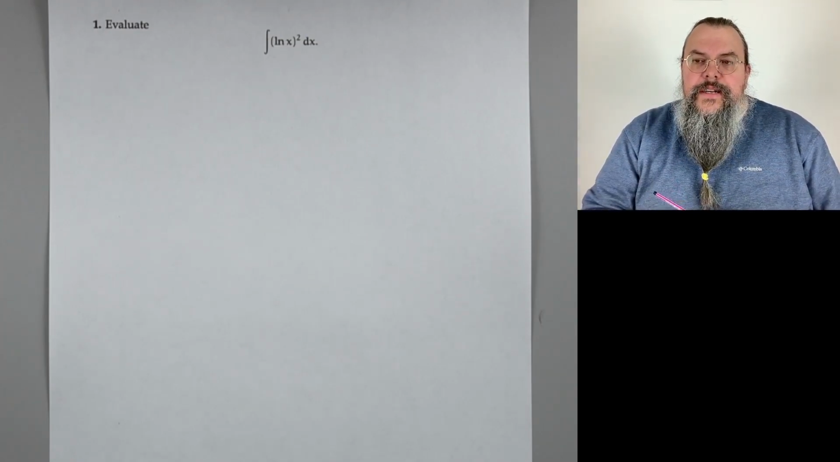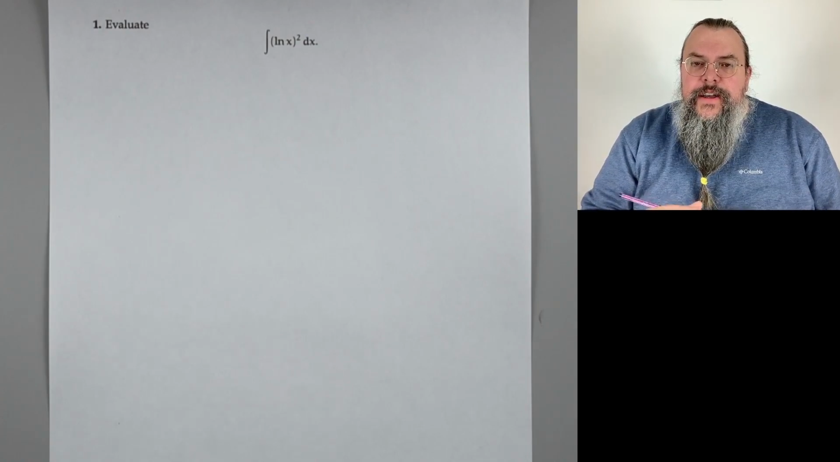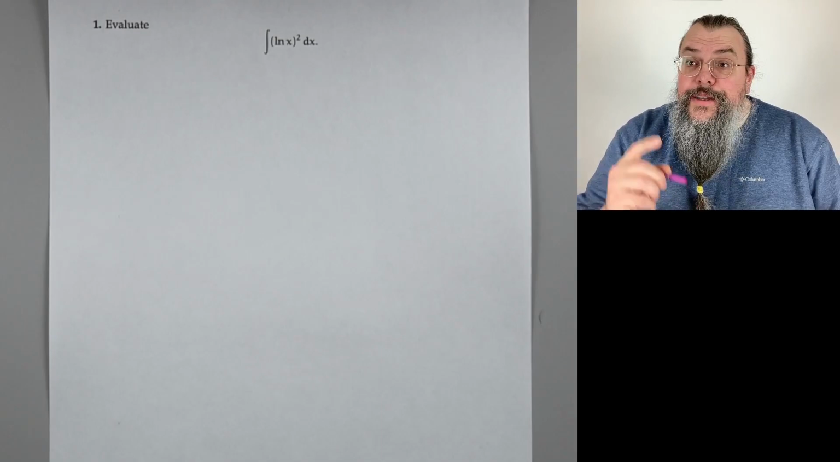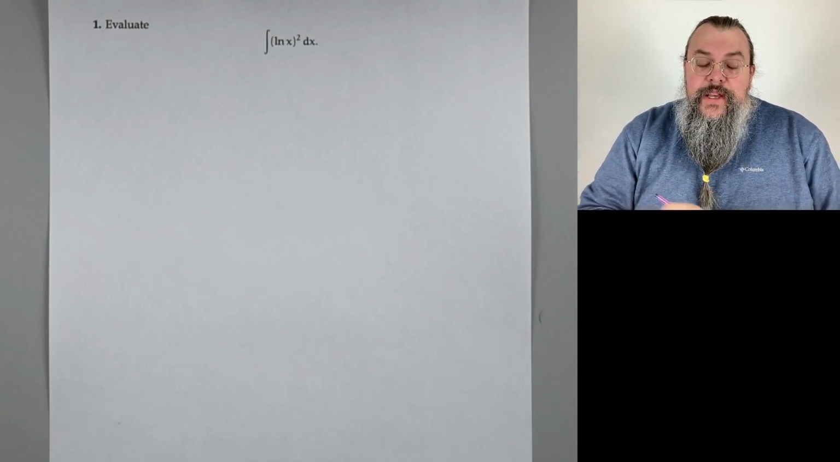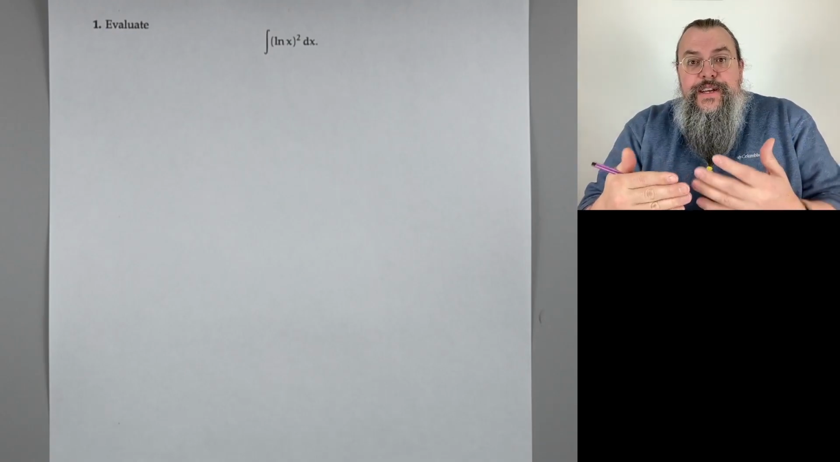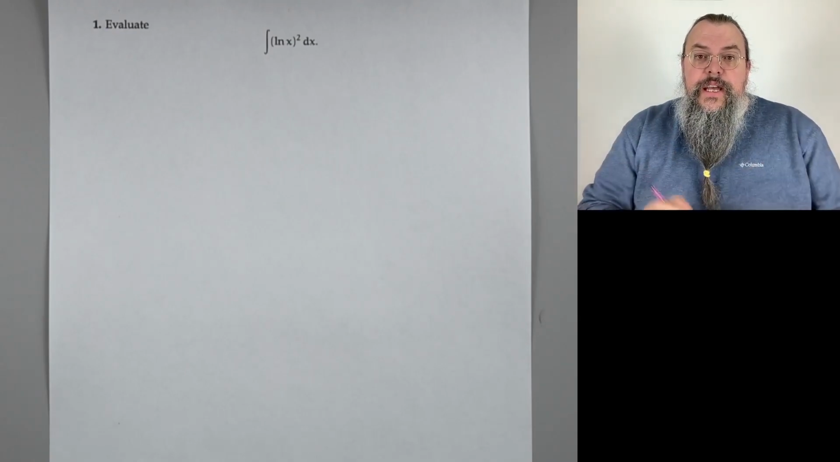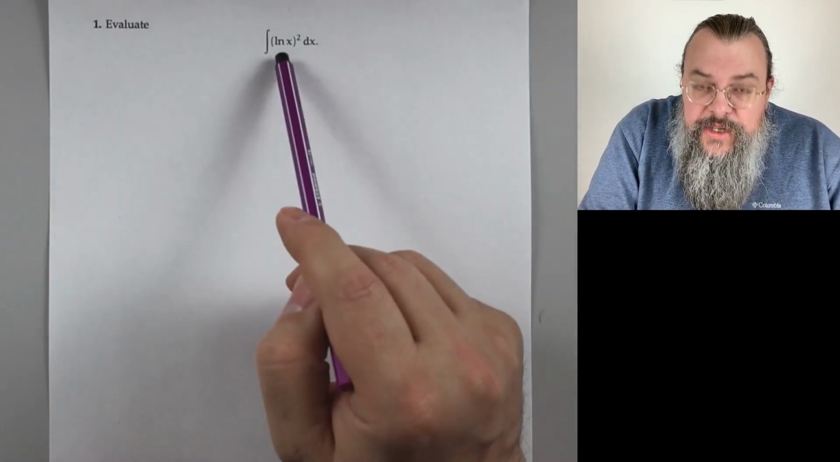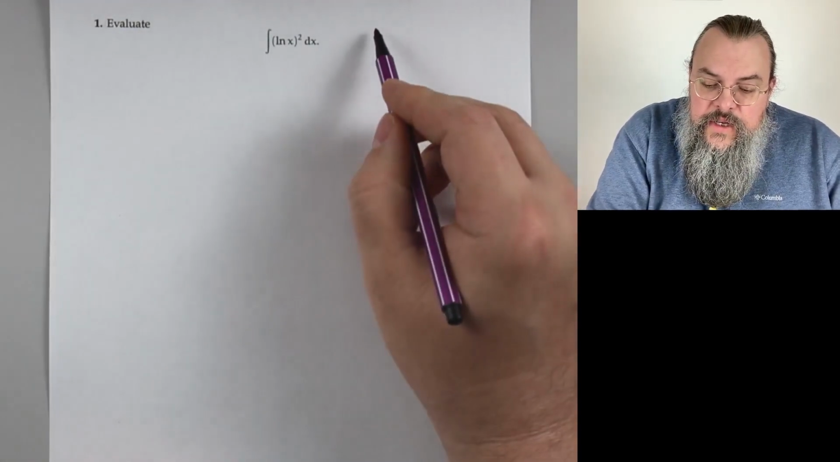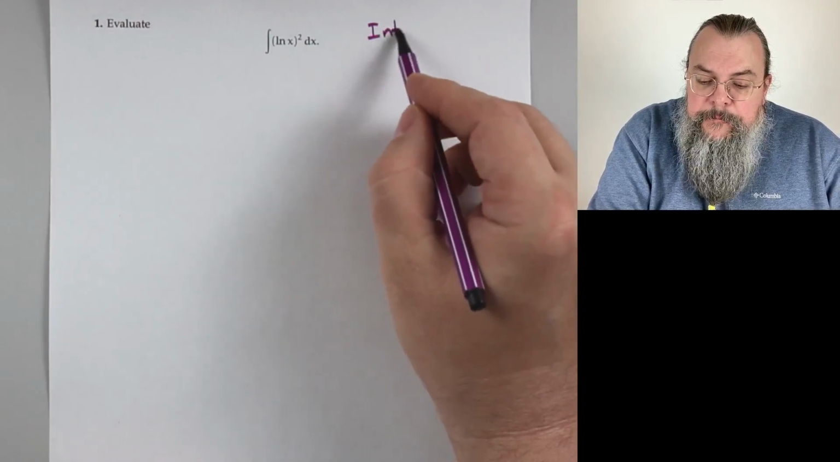Say, well, log of x quantity squared looks hard to integrate, but it's easy to differentiate. And that's a clue. So when something is hard to integrate, but easy to differentiate, and in particular, whenever we see log x, we say, oh, let's try integration by parts.